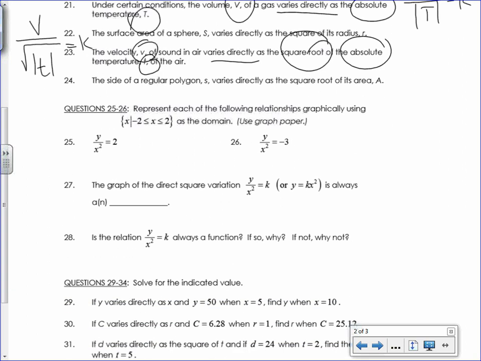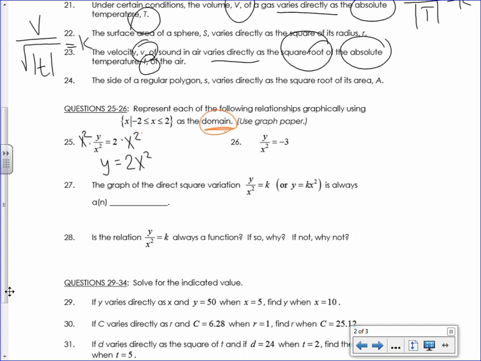For 25, you are graphing, okay, and to graph, we are going to multiply both sides by x squared to get y by itself. And that is a quadratic function. And here we learned about this today. Now we know that a domain means the x value. So I just want you to graph this on the x's that are between -2 and +2.